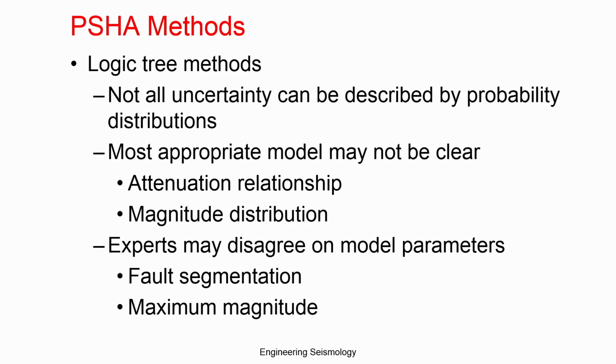So this PSHA method can also be combined with different models. You can use one value and do all of them, one Mmax, one recurrence relation, one GMPE, or you can combine several recurrence relations, several Mmax, several GMPEs, by taking a logic tree approach. Not all the uncertainty can be described by a probability distribution. The most appropriate model may not be clear, so you can take multiple models, weigh them accordingly and combine them.